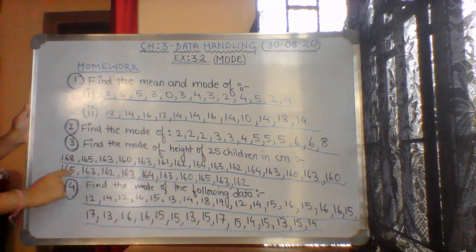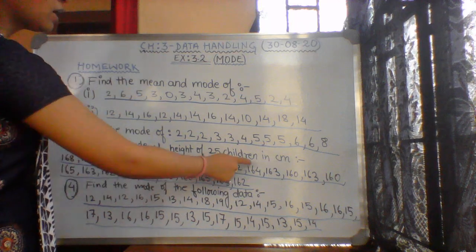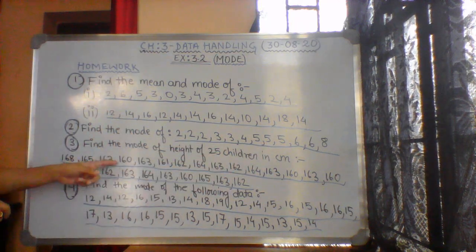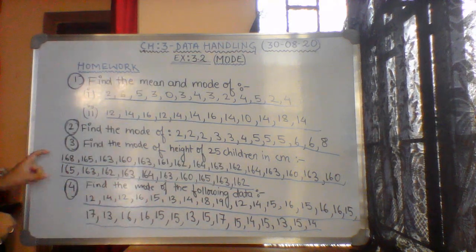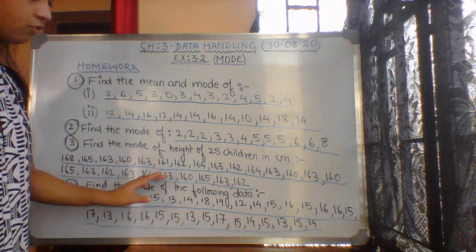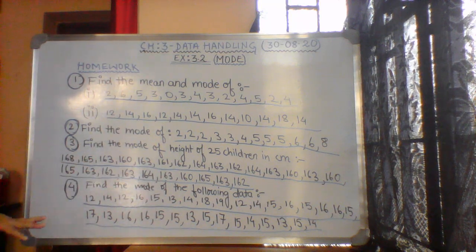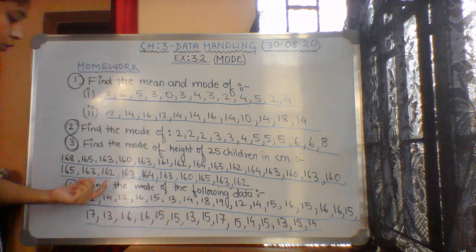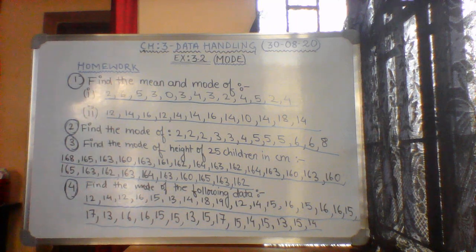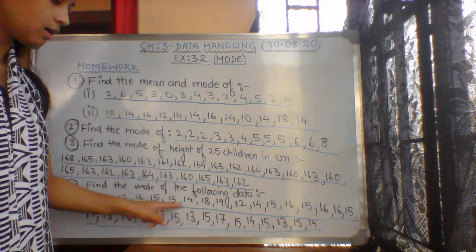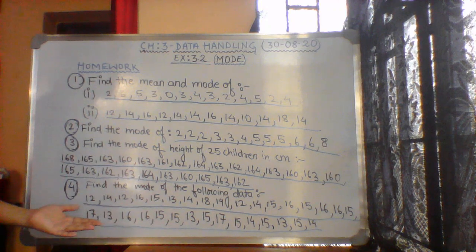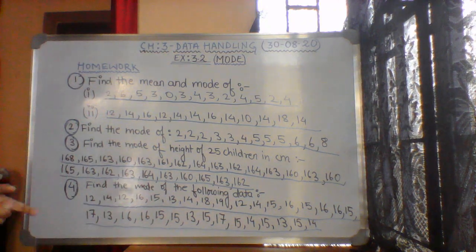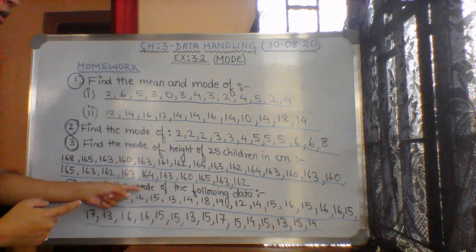Okay, third question, find the mode of height of 25 children in centimeter. These are the heights in centimeter of 25 children. Note down these values very carefully. I have underlined to make it separate, to make it more visible to you. In the fourth question also same thing. Find the mode of the following data. Data is given in numbers. You have to identify the mode. So when it is a large amount of data, what should we do first? You have to take that step. Then you have to calculate the mode.